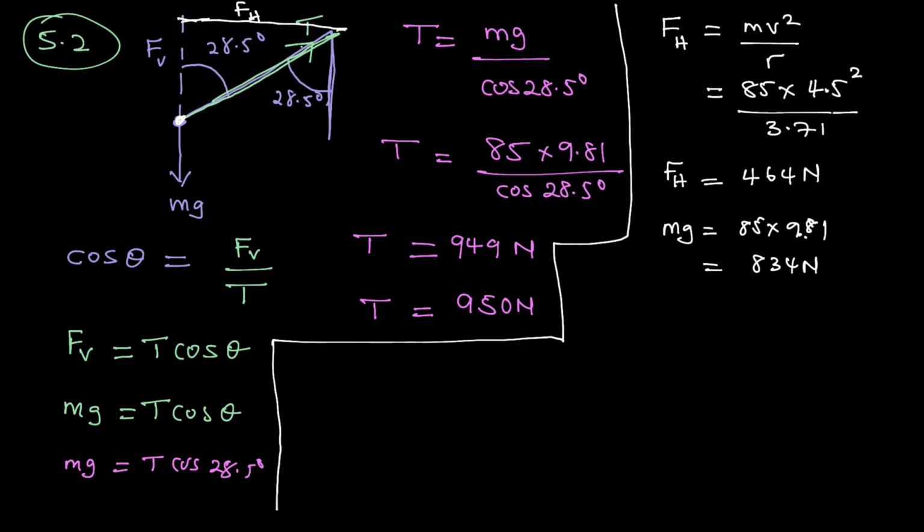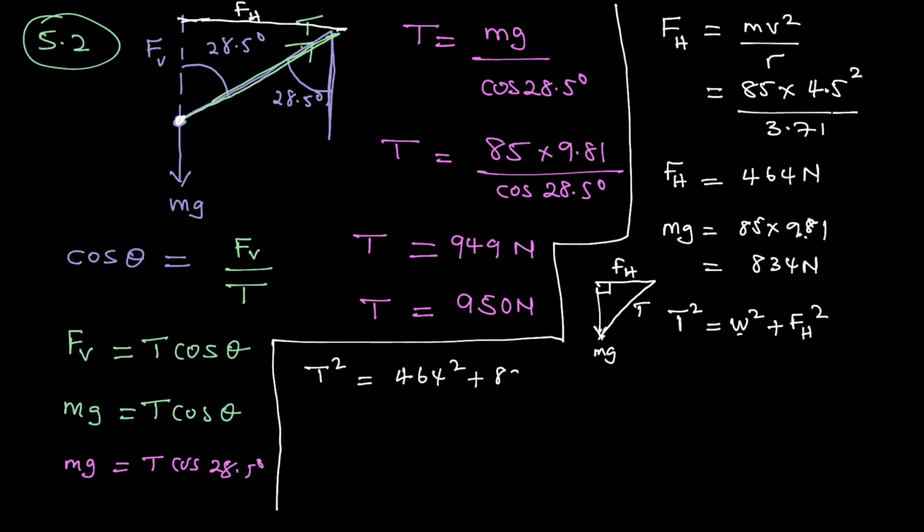But we can apply the mg here, the FH there, that's mg, and the tension here, so that's a right angle triangle. So we can say T squared is equal to W squared, the weight, plus FH squared. So T squared will be equal to 464 squared plus 834 squared. T will be the square root of that value, so that will be 834 squared plus 464 squared, and that gives 950 newtons. So you can calculate it that way.